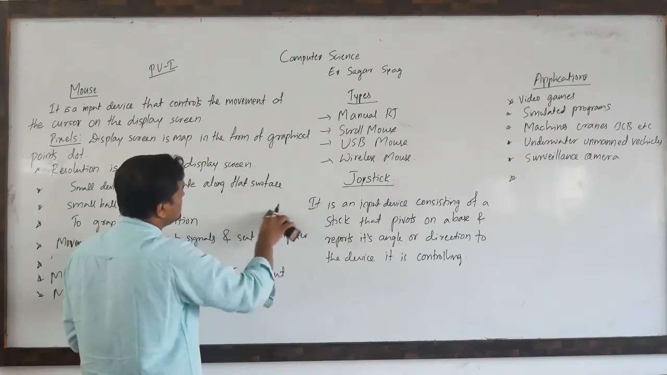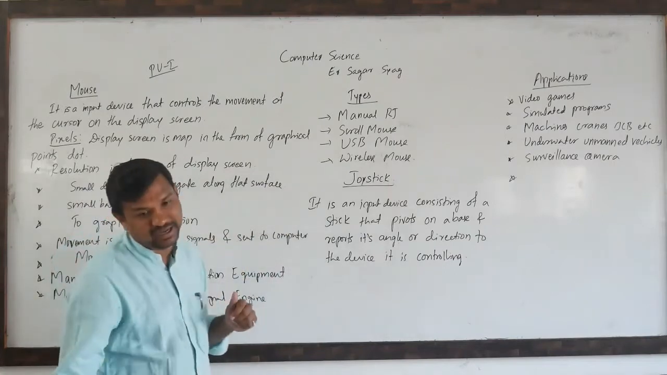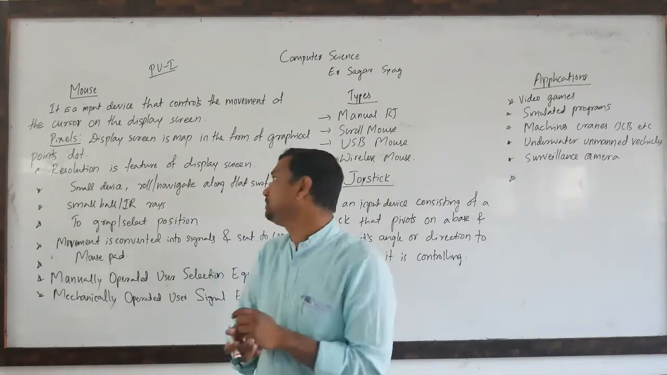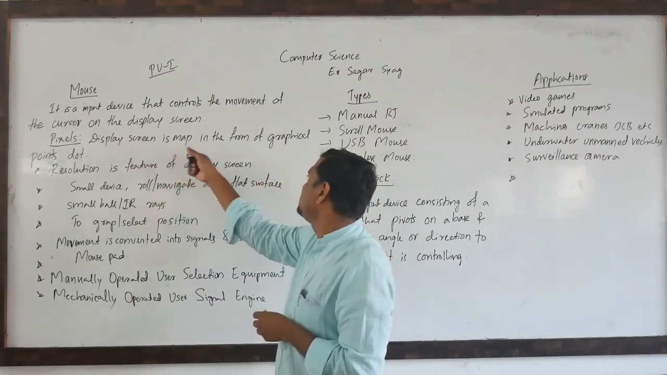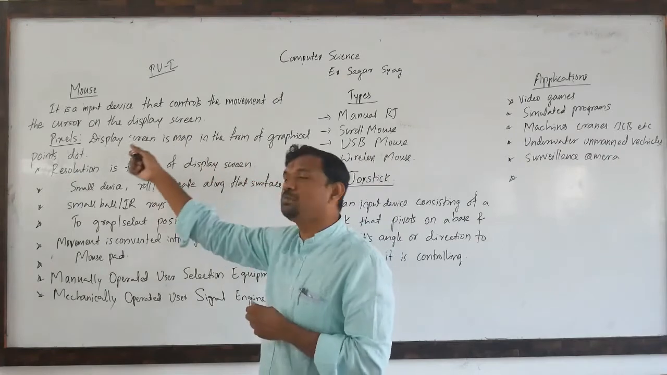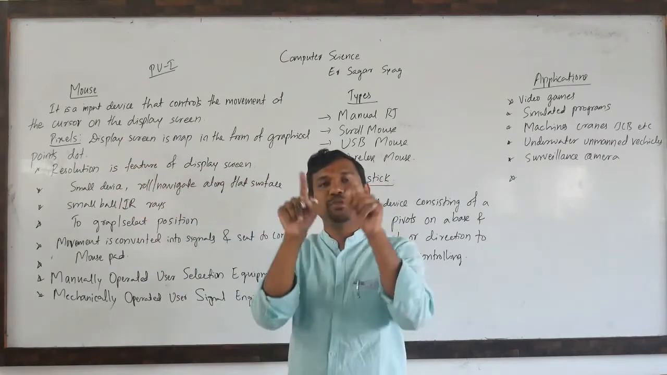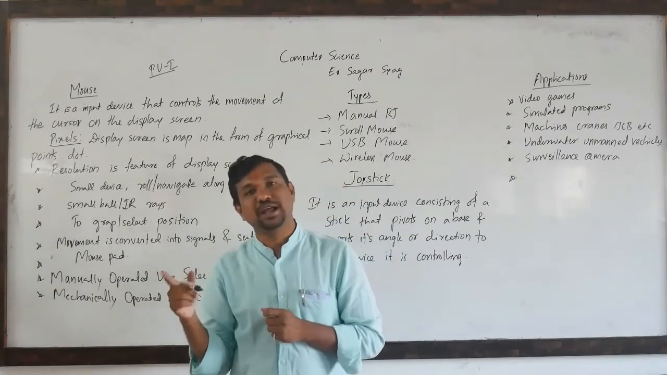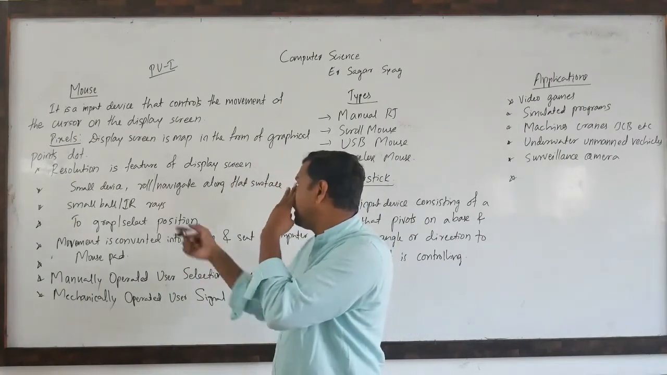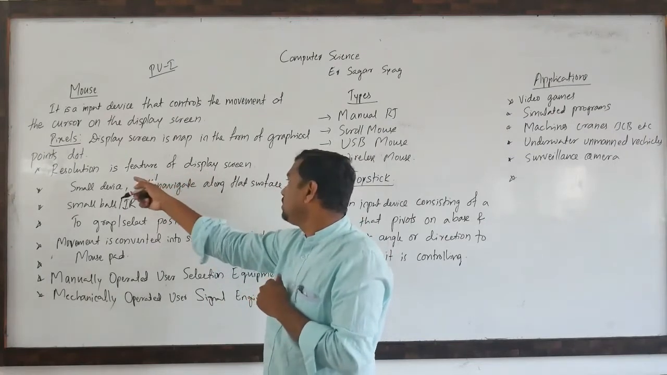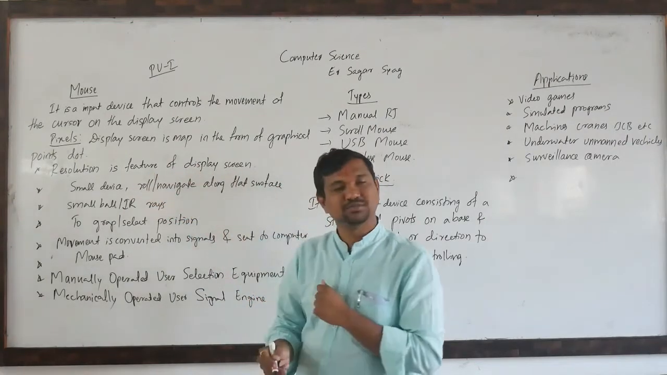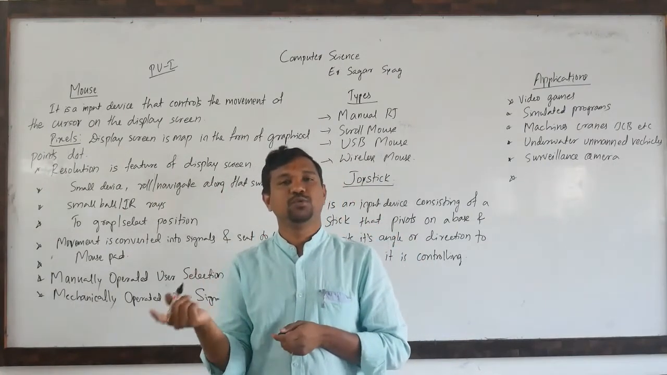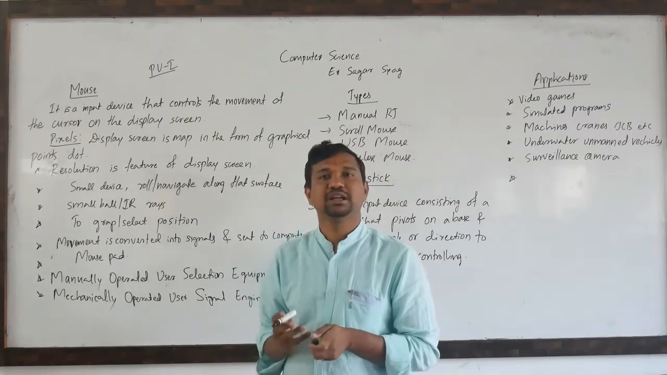This defines the resolution of the screen. The higher the resolution, the higher the clarity. The display screen is mapped in the form of graphical points, dots. So to map the display screen, a graphical point reference is taken, and that is known as a pixel. The resolution is a feature of the display screen, so depending on the resolution only, we define the display screens.